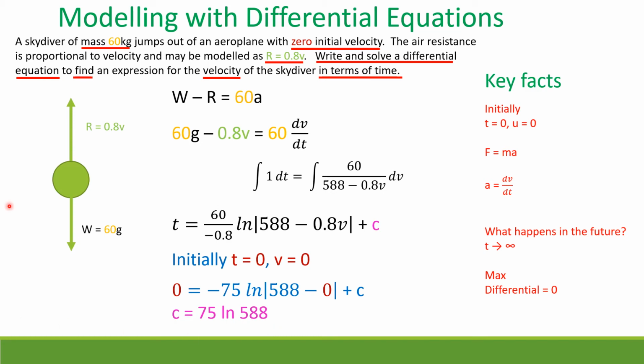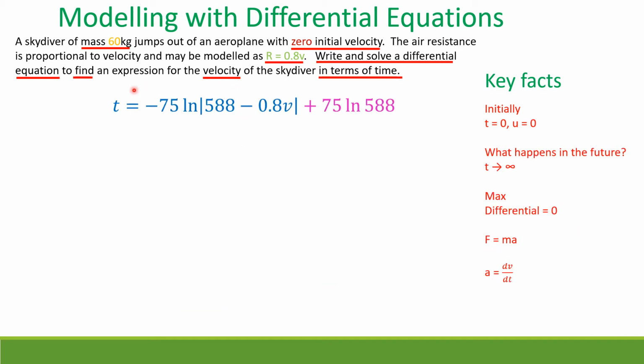Once you've got here, we can then substitute that back into this equation to get a value for t in terms of v and numbers. But our question is to work out the velocity. So we've got to rearrange this equation, with my new c value on the end, to find my velocity. So here is my expression with the c value on the end. So t is equal to minus 75 ln of 588 minus 0.8v plus the value of c, which was 75 ln of 588.